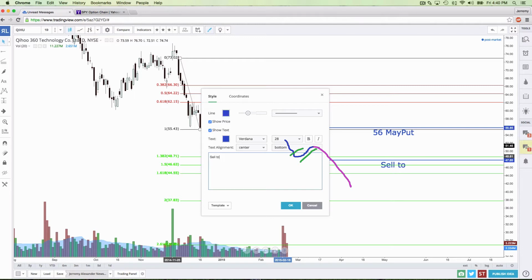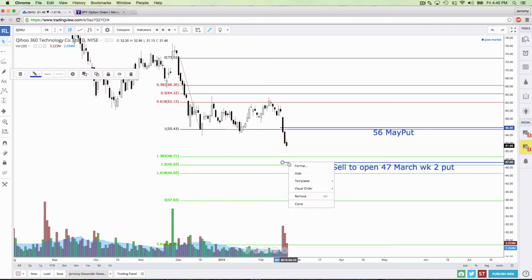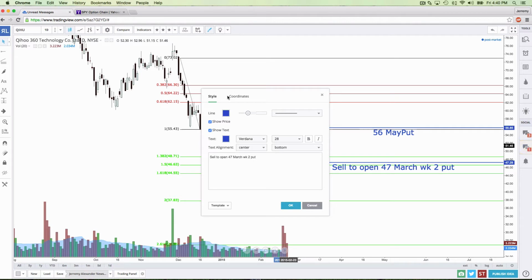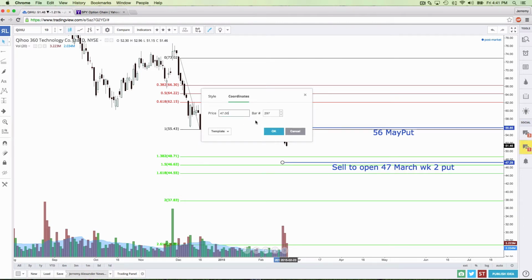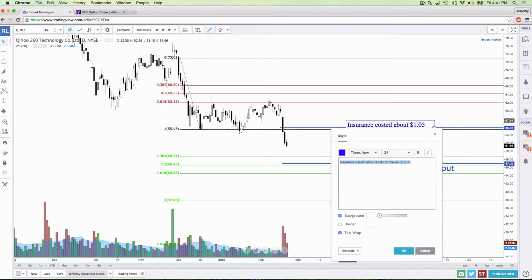Sell to open the 47 March week 2 put. So I'm going to go down here where it says 47. Now again, ladies and gentlemen, 47 is the strike price of the put that he's selling. What this trade does is it brings money in to his account. So the 56 May put, let's just say it cost $5.70.